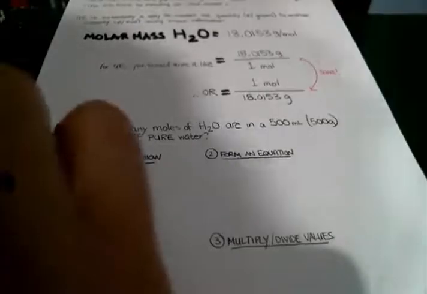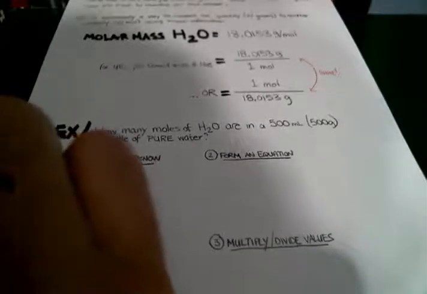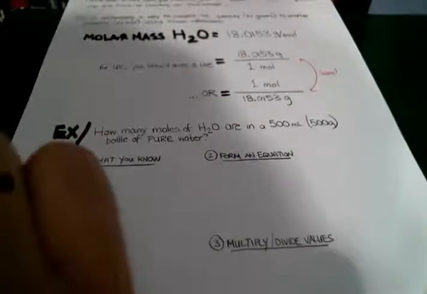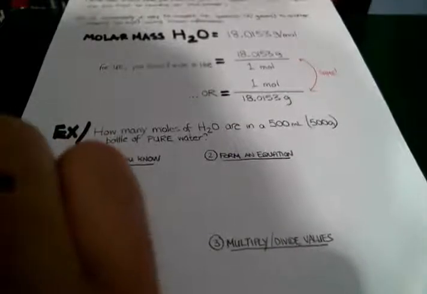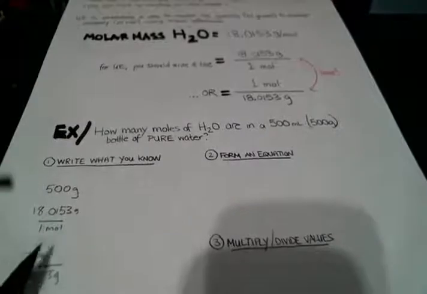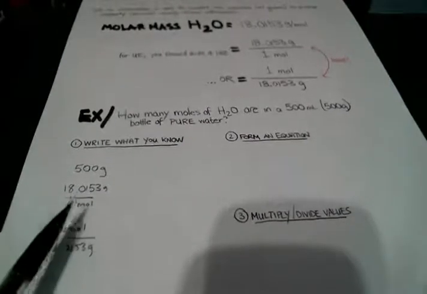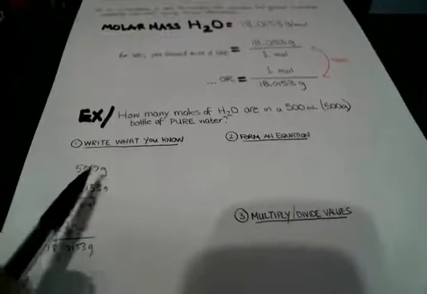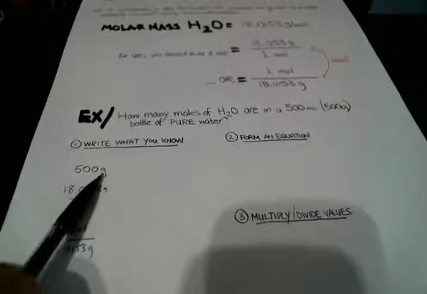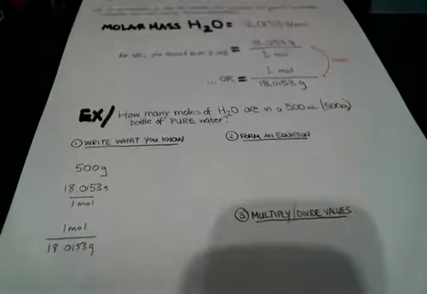Or, of course, a mole per 18.0153 grams. Now, I'm going to only need to use one of these two values. Okay? It's either going to be this one or this one. And interestingly enough, it's this unit, grams, here that is going to tell me which of the two forms of the molar mass I'm going to use.